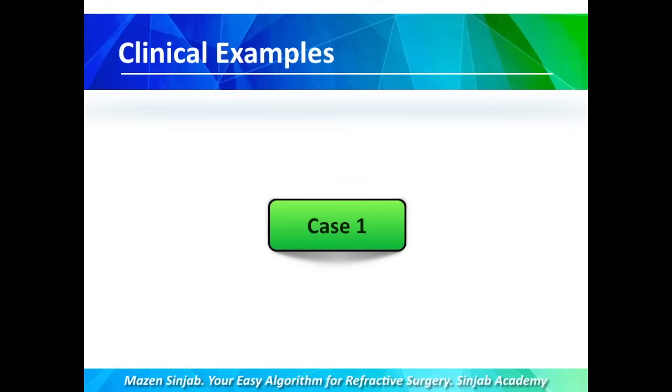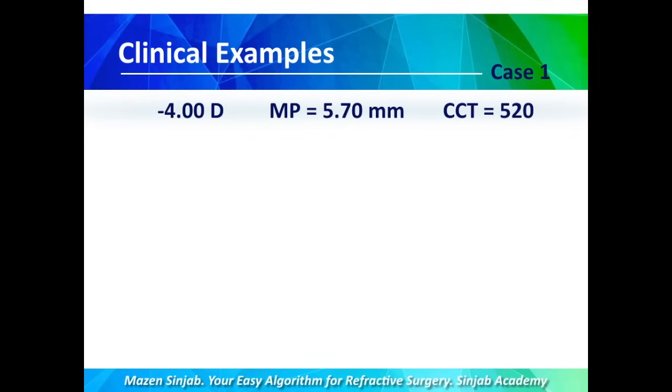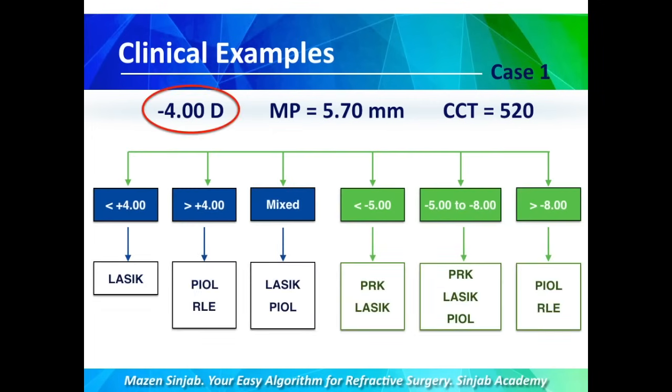Clinical examples. Case number 1. A patient has -4 diopters sphere. His mesopic pupil is 5.70 millimeters and his corneal thickness is 520 microns. According to the algorithm, we have 2 options: surface ablation, like PRK, and lamellar ablation, like LASIK.